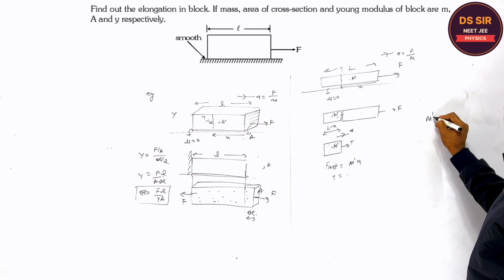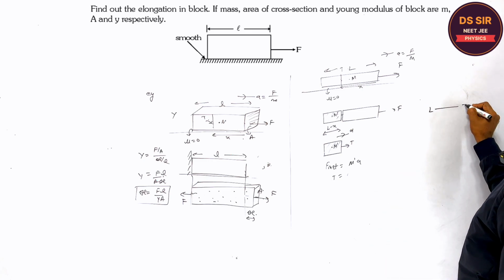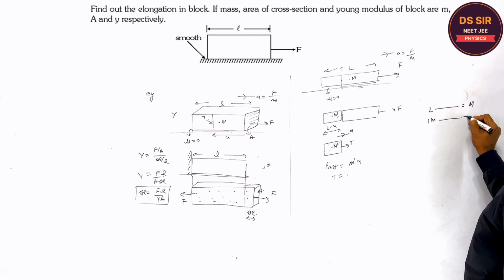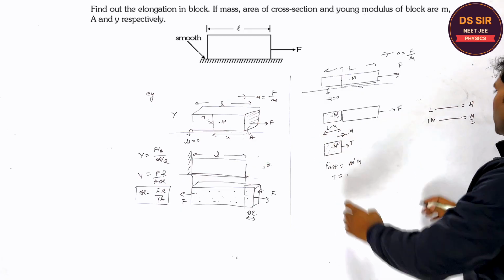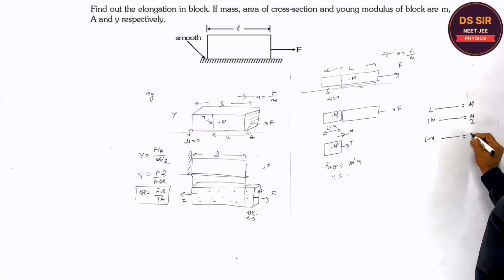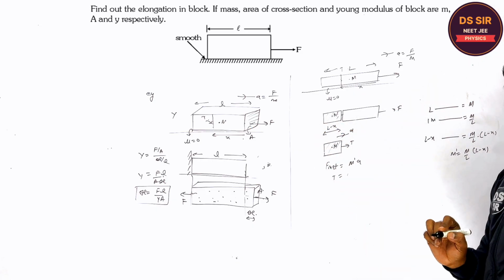The m dash may be written by the unitary method. How? For the length L, the mass is m. For 1 meter, the mass is m by L. What is the length of this portion? Please tell. L minus x. So m dash is m upon L into (L minus x), the mass of this portion. Is it clear or not?